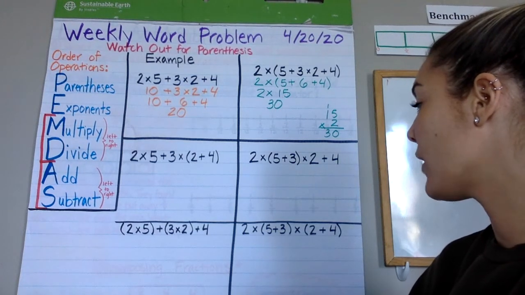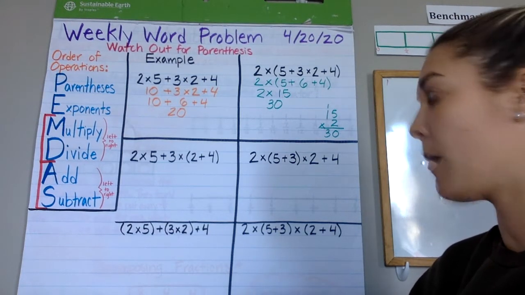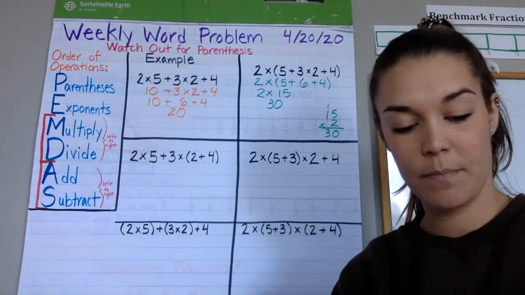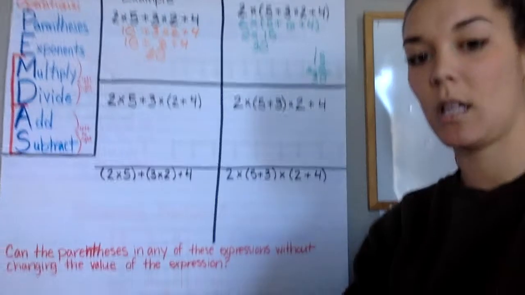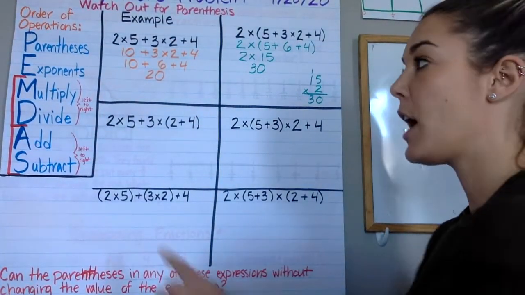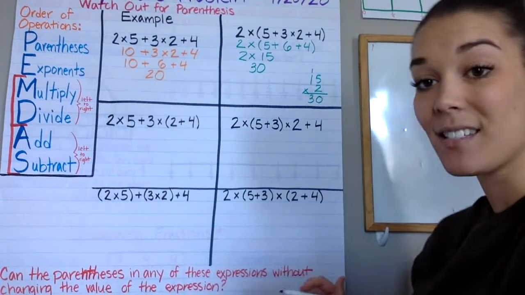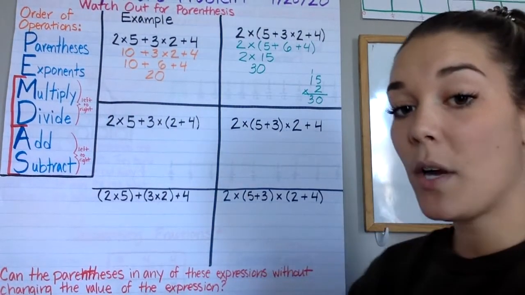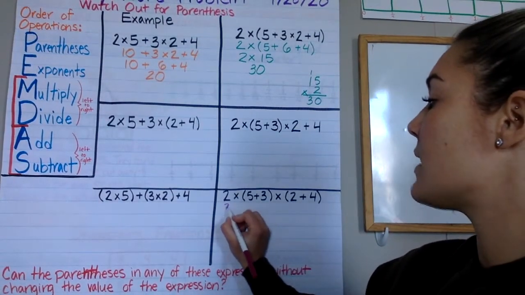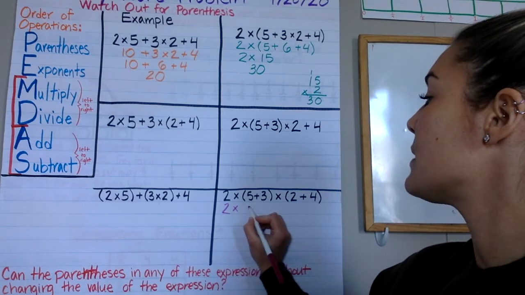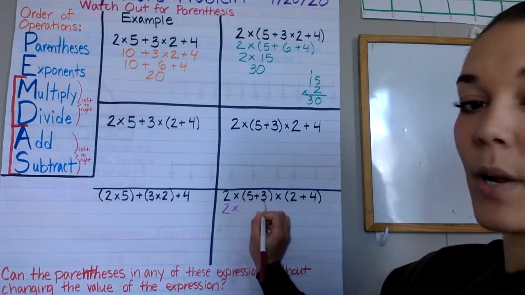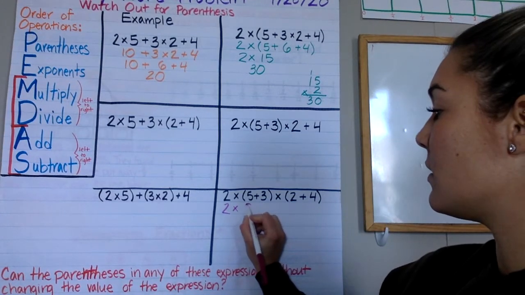I'm going to go over one more problem with you. So I'm going to do this last example here, okay? So let's take a look. For our order of operations, are there any parentheses? Yes, there's actually 2 sets. So we're going to need to do those first, okay? So we're going to keep this the same, 2 times, now we're going to solve this parenthesis, 5 plus 3. So that's going to be 8.